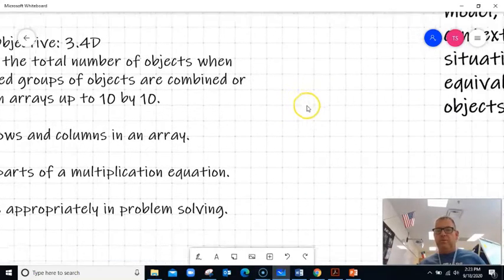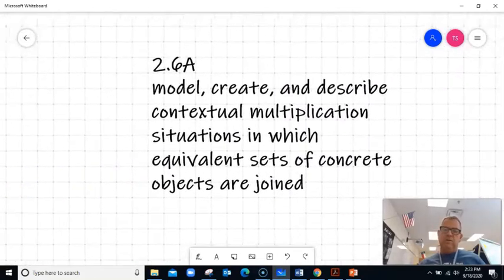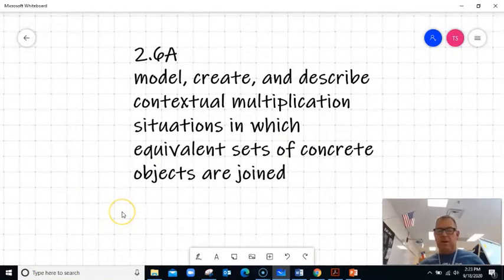So let's go over here and we're going to look. This is basically just a continuation of stuff that we learned last year. Last year the TEK was 2.6a, and that's model, create, and describe contextual multiplication situations in which equivalent sets of concrete objects are joined. So basically, we got equal size groups and we're putting together to figure out how many there are.